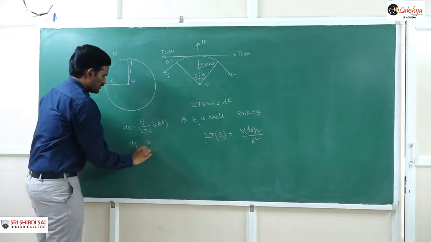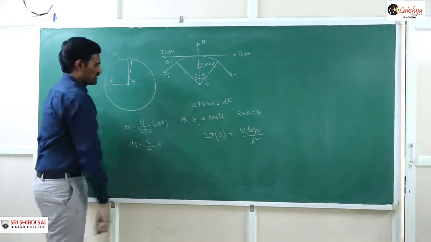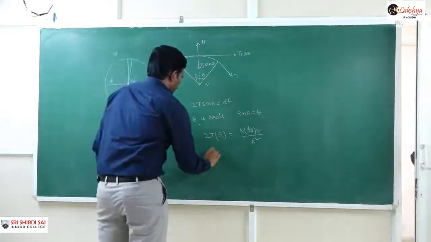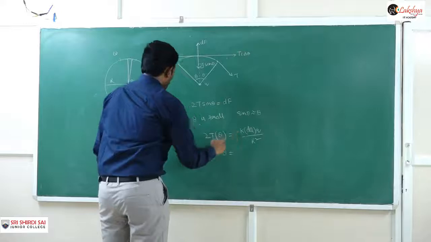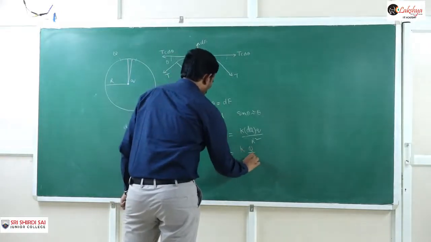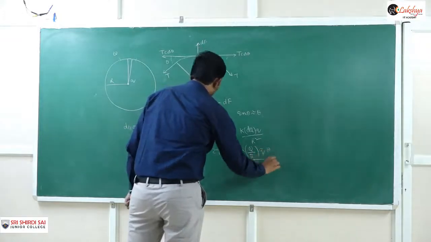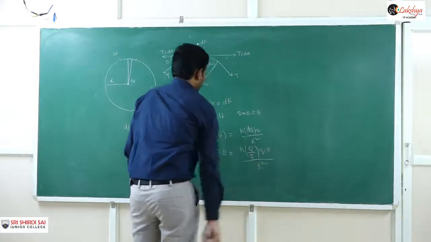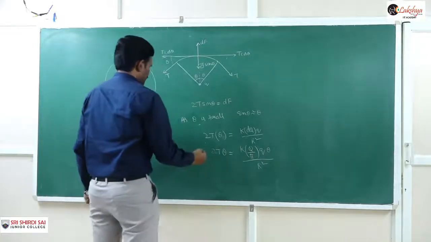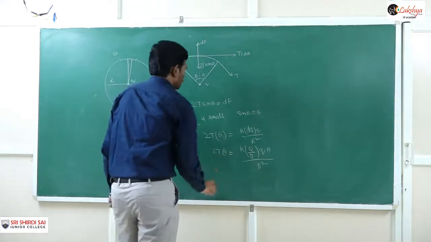So I can write this as Q by pi into theta. Let us substitute this dQ value here: K into Q by pi into Q into theta by R square. Now we can do the simplifications here. You can cancel this theta on both sides.